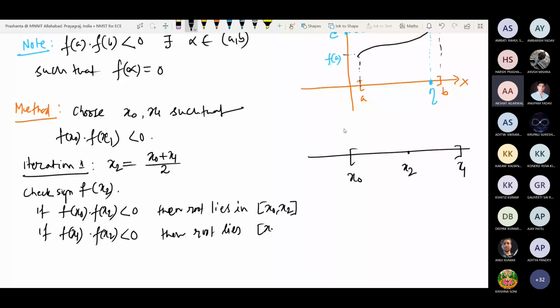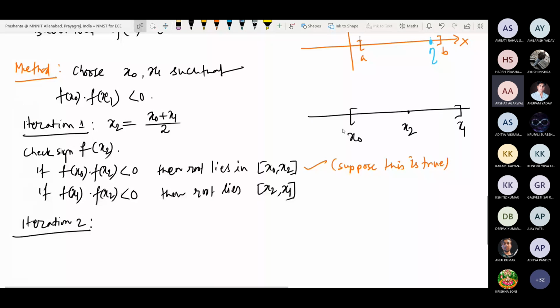Once you determine in which subinterval the root is lying, what will you do in iteration 2? So we take x3 equal to x0 plus x2 by 2. Not exactly. Suppose this one is true. Then one of them will be true, and whichever is true, you will take the middle point of that interval. Suppose this is true. Then x3 will be the middle point of x0 and x2, so x0 plus x2 by 2.